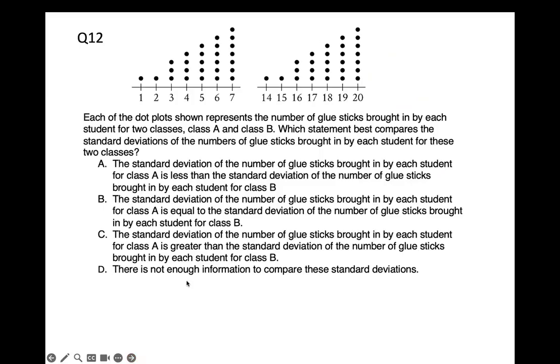If you see this question, don't panic. It's a dot plot. The dot plots represent the number of glue sticks brought by each student for 2 classes, class A and class B. Which statement best compares the standard deviation of the numbers of glue sticks brought in by each student for these 2 classes? A, the standard deviation in class A is less than that in B. B, the standard deviation in A is equal to B. C, the standard deviation in A is greater than that of B. And D says there's no information.